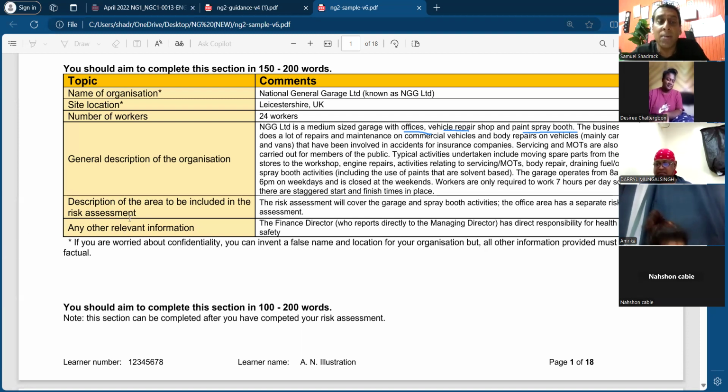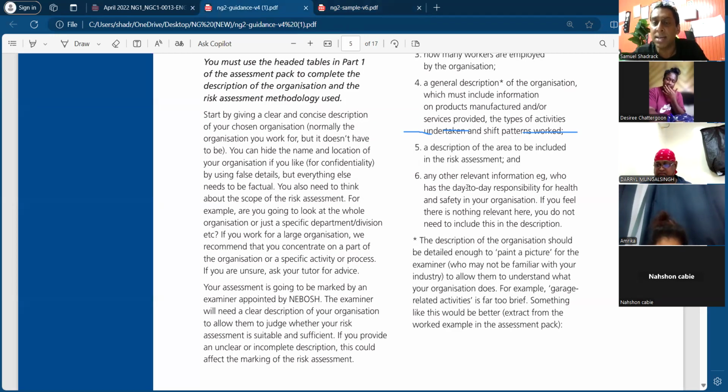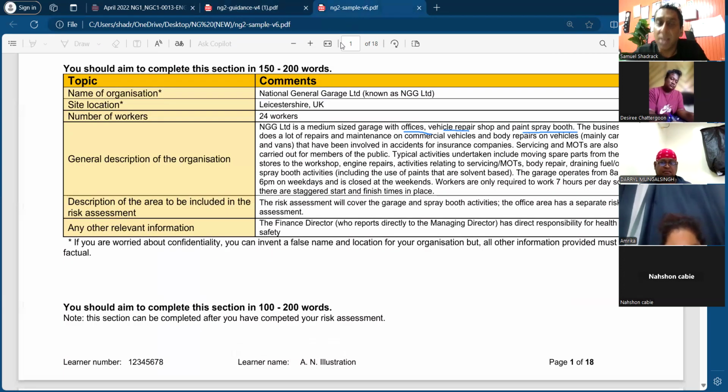All right, last thing here, any other relevant information? Well, this is actually not true. They didn't really say any other relevant information. If you go back to the guidance, they actually tell you what they want there. They say, who has the day-to-day responsibility for health and safety in your organization? So you're not free to write what you want to write there. If you feel you could write what you want to write there, you'll fail. So the examiners expect what you put here is who has the day-to-day responsibility for health and safety.